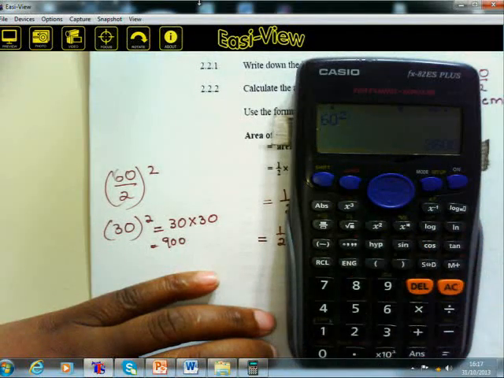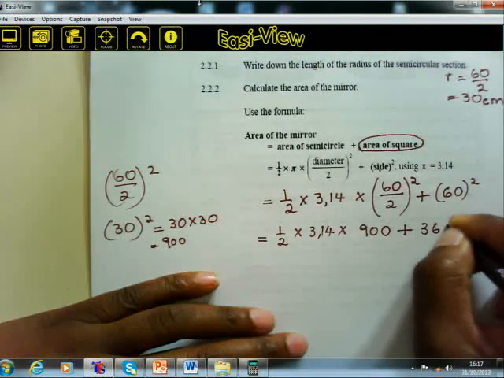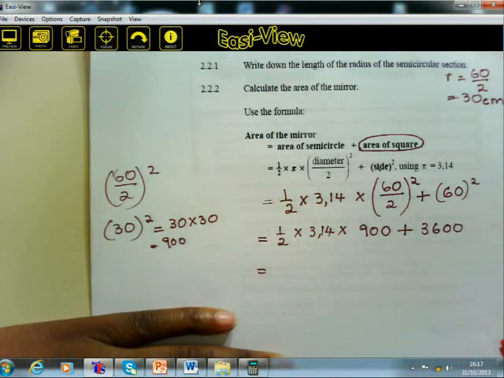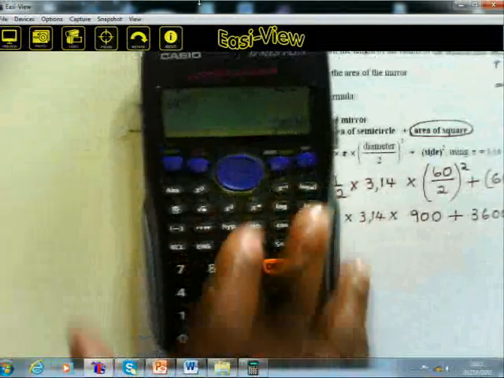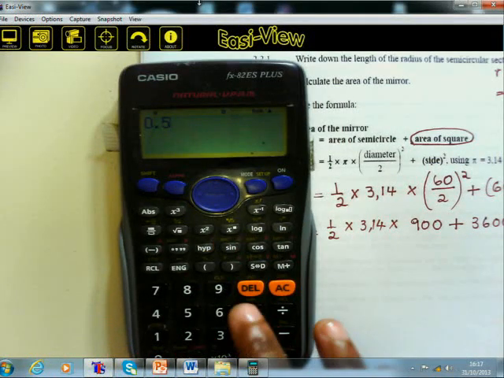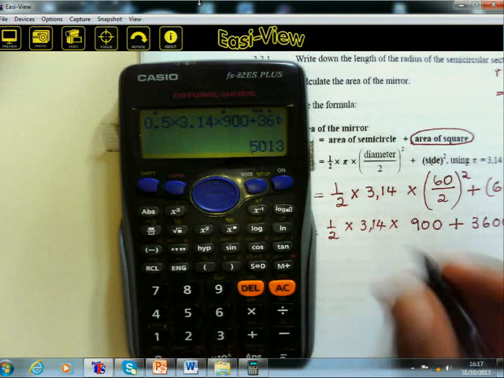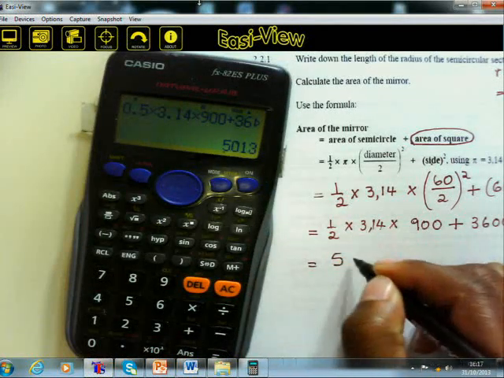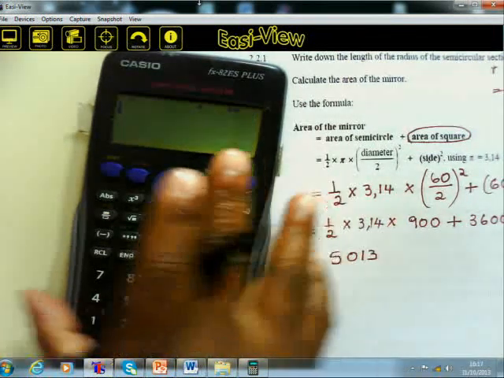60 squared is 3,600. So let us use our calculator to get the answer in this case. Half, 0.5, multiply by 3.14, multiply by 900, plus 3,600 equals to. The answer in this case is 5,013. Remember, always double check.